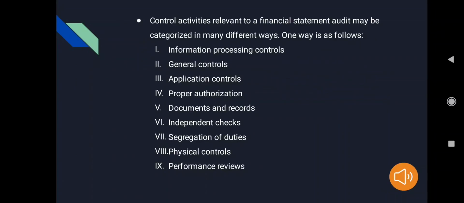Control activities relevant to a financial statement audit may be categorized in many different ways. One way is as follows: information processing controls, general controls, application controls, proper authorization, documents and records, independent checks, segregation of duties, physical controls, and performance reviews.